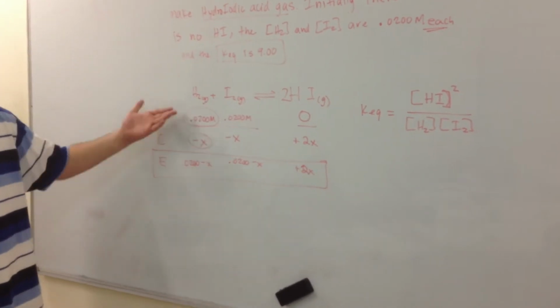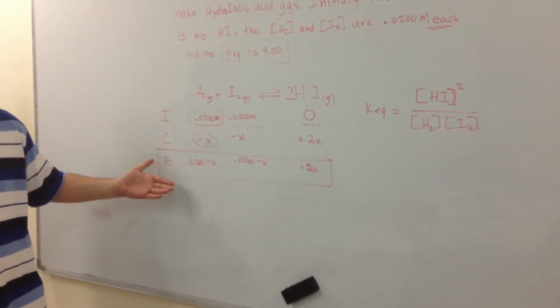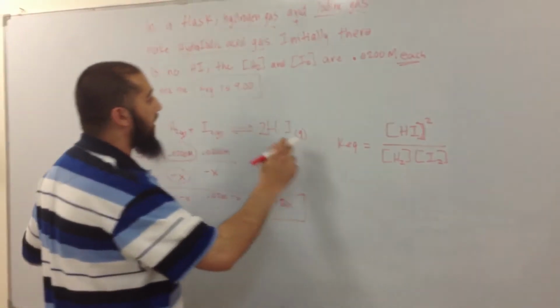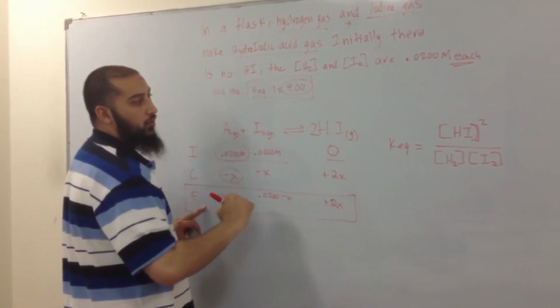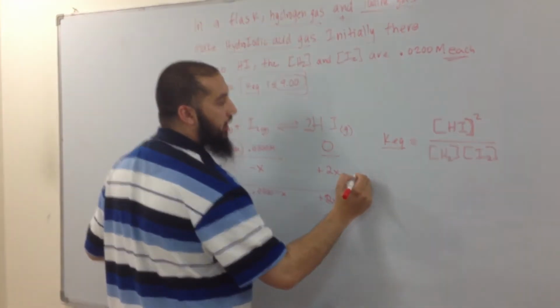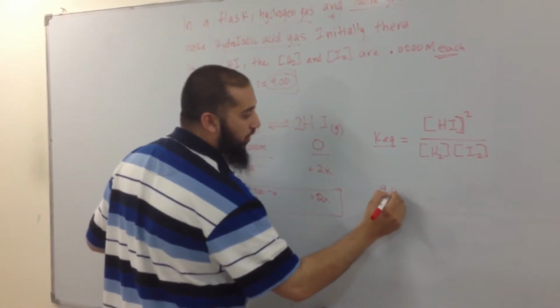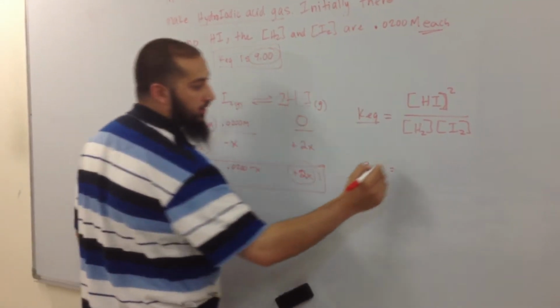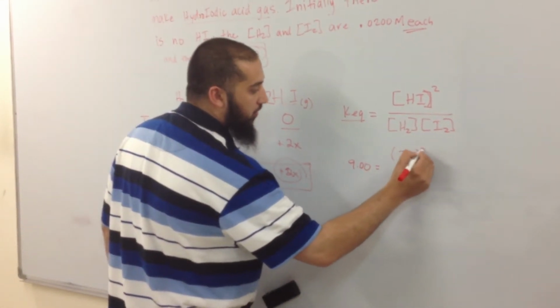So now which number should I plug in? 2x at the top. Good, the equilibrium numbers. And by the way, what is the K equilibrium? It's 9.0, right? So I can plug that in for K equilibrium as well. So 9.0 is going to equal, this is 2x, right? 2x to the power of 2.